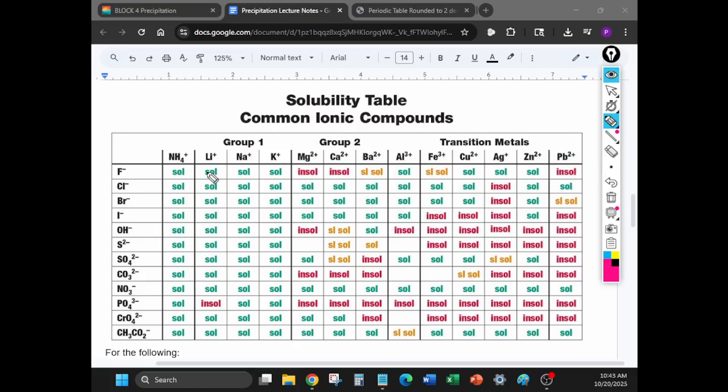So let's say, for example, we have this chemical right here, NH4 plus, and we are combining that with S2 minus. In order to figure out if that chemical dissolves in water or not, you just line them up. So you go to the box where they line up, and here it says SOL, right? SOL is short for soluble, so if you want to jot that down in your notes, you can. SOL just basically means it dissolves in water. Soluble means it dissolves in water.